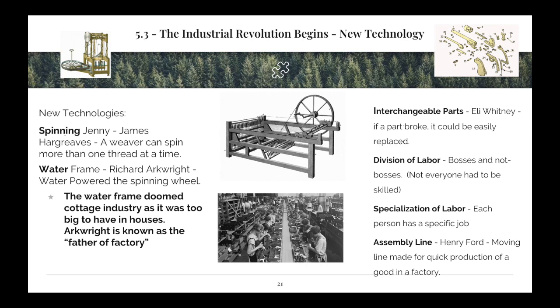Interchangeable parts allowed for greater productivity. The Industrial Revolution led to the mass production of goods. The division of labor is pretty cool. It leads to something called specialization.